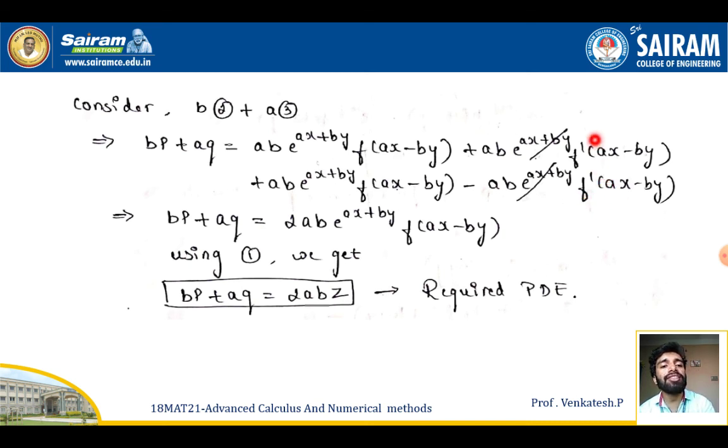So I can cancel these two terms. Adding the rest, I will get 2 times ab into e power (ax plus by) f of (ax minus by), and this complete term is nothing but z from the given equation. So I got the equation bp plus aq is equal to 2abz, which is the required partial differential equation.